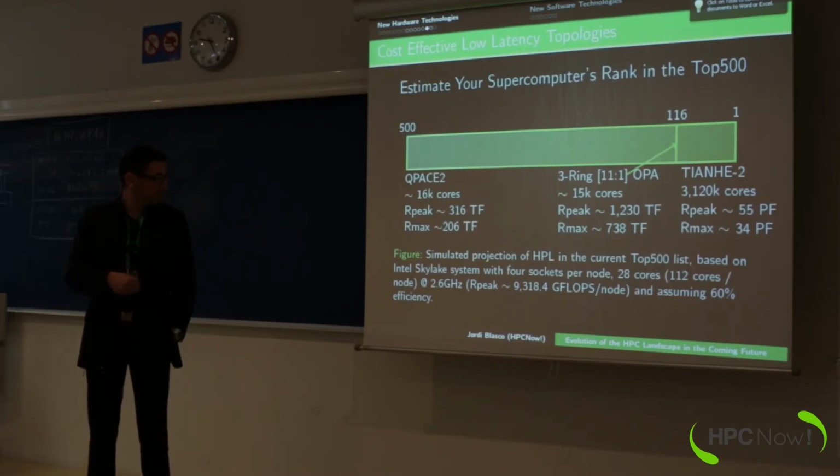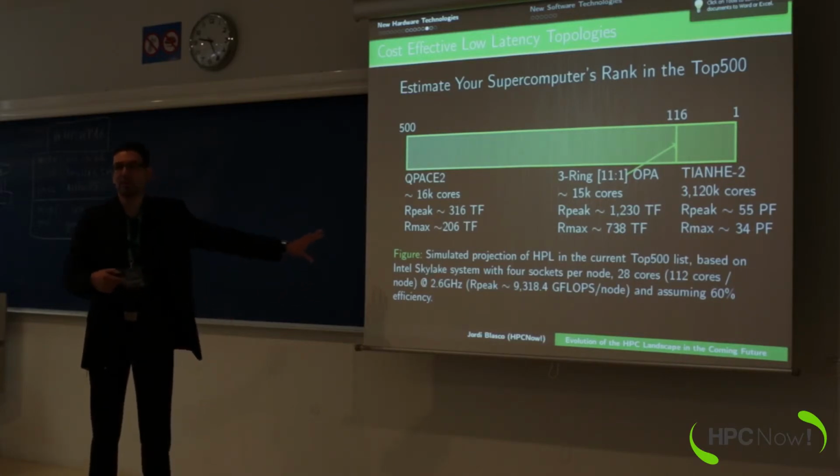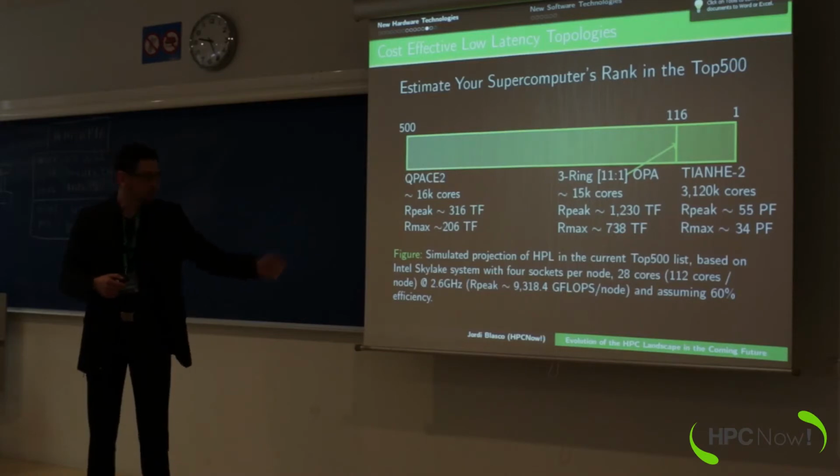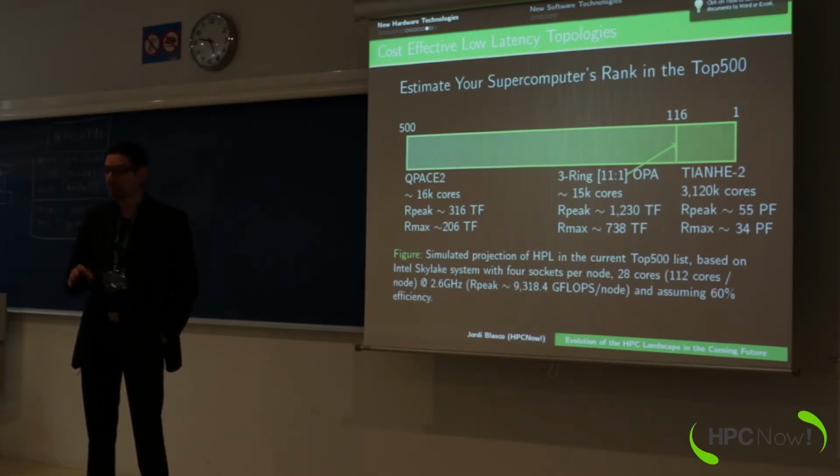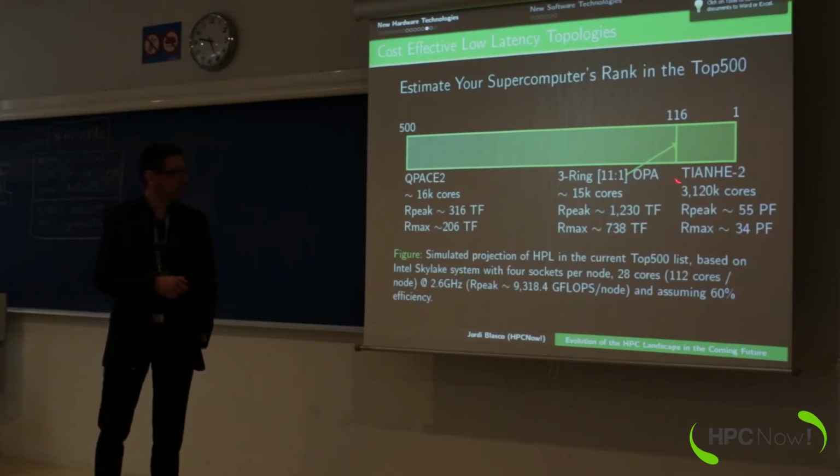So the calculation is pretty simple. I'm assuming, this is a simulation, this is not the real data, okay? So it's just a guess. But guessing that I have 112 cores per node, 2.6 gigahertz per core, I will get this Rpeak, and assuming a 60% of efficiency, which is terrible, it's really, really bad efficiency, I'm getting here.